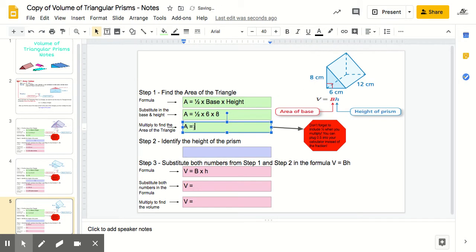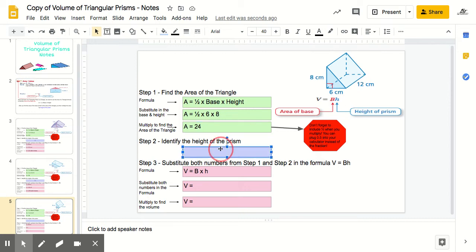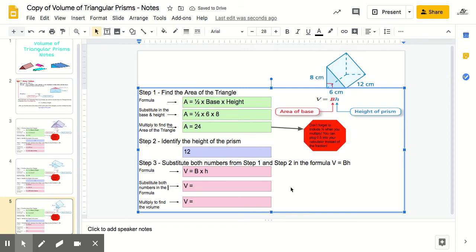Now, in order to find my area, I need to multiply these 3 numbers together. I have to multiply 1/2 times 6 times 8. So 1/2 times 6 times 8 gives us 24. So the area of this triangle is going to be 24. Okay, now we come to step 2, identify the height of the prism. Well, I know it's not going to be 8 or 6 because I already used that to find the area of the triangle. The height of my prism is right here, 12 centimeters, so I'm simply going to plug in 12.